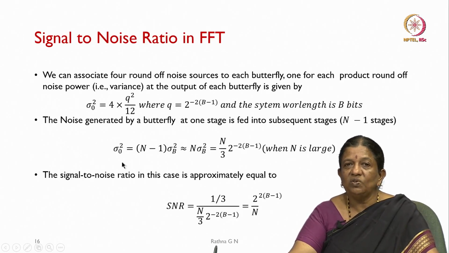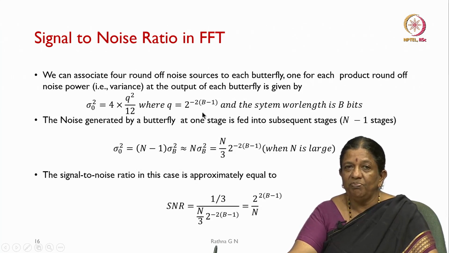We just saw the signal to noise ratio, so you can go through it. We have the number of bits equal to b bits, and the noise generated by a butterfly at one stage is fed into the subsequent stages, in this case n minus 1 stages. So our noise is represented as n minus 1 times sigma b squared, and for large n we can represent it as n times sigma b squared, which was assumed in the previous case.